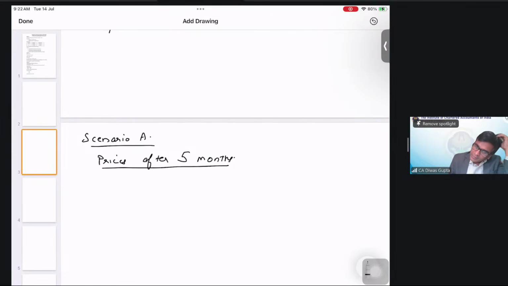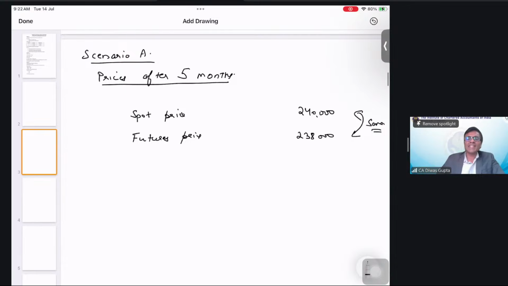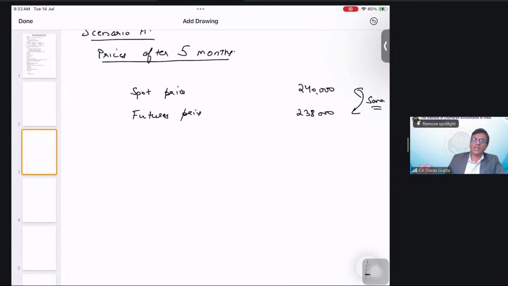Prices after 5 months. Okay, so the spot price is 2,40,000. Futures price is 2,38,000. Now, in an ideal scenario, students, this would have been the same, because after 5 months, my futures should be as good as spot price, right? Because the time to expire has vanished. But in this case, it is not. There might be some other situation which has led to this. So let's take this as a base.